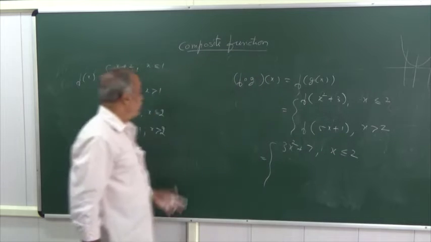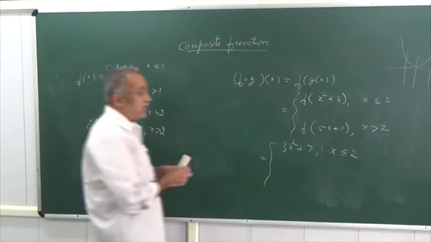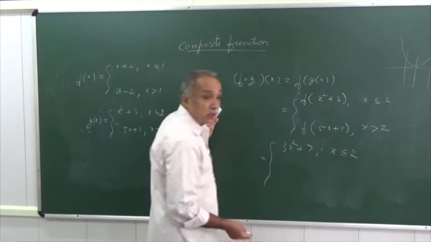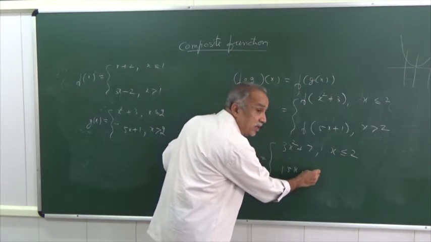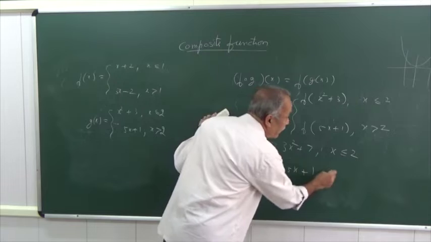Okay. Which formula? Again, second formula only. 3 times the argument minus 2. 3 times this number minus 2. 15x minus plus 1. Okay.